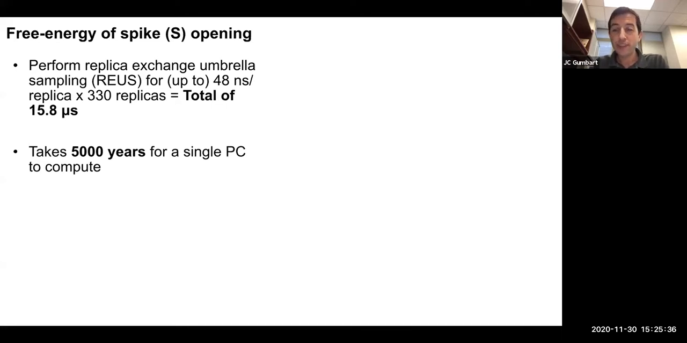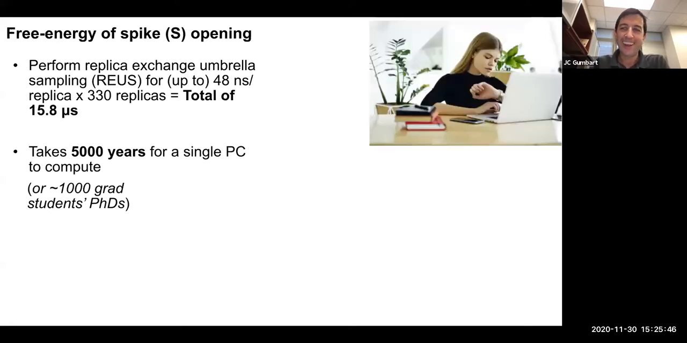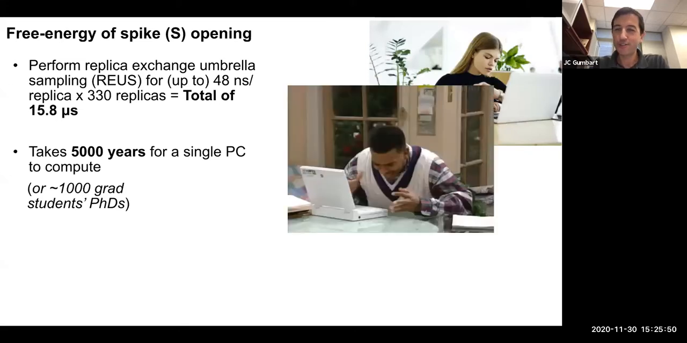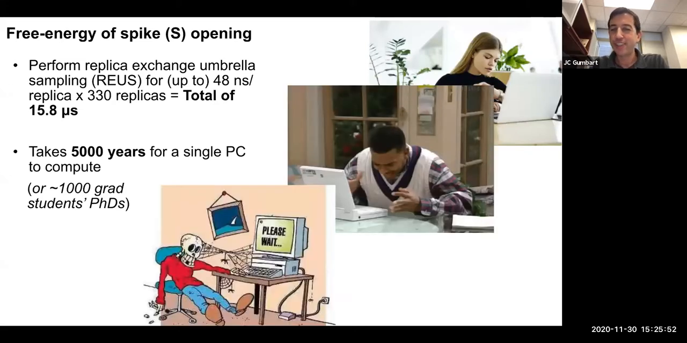Maybe a better unit that we're more familiar with is about 1,000 grad students, PhDs. So still completely impractical or impossible. If you tried, you would just be waiting, you'd get very frustrated, and eventually the calculation would outlast you. But with Summit, we can do this calculation in 3 days. So that's what a $200 million supercomputer gets you.